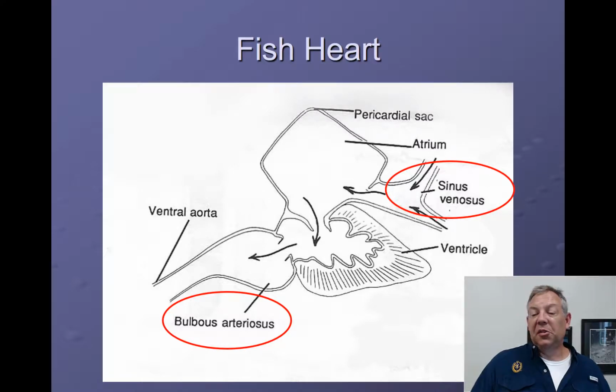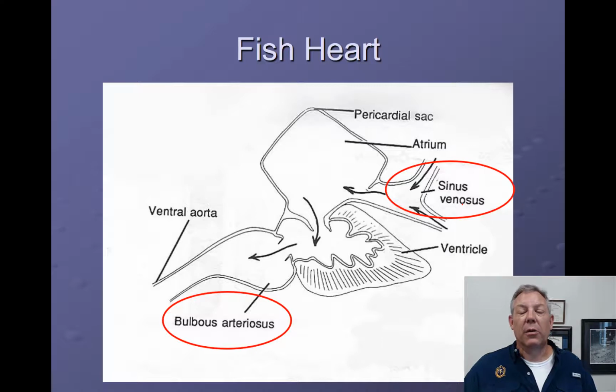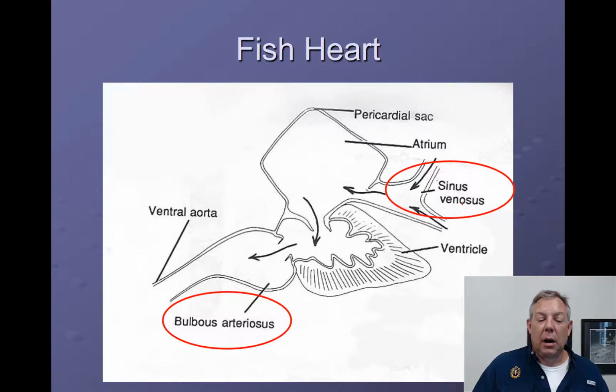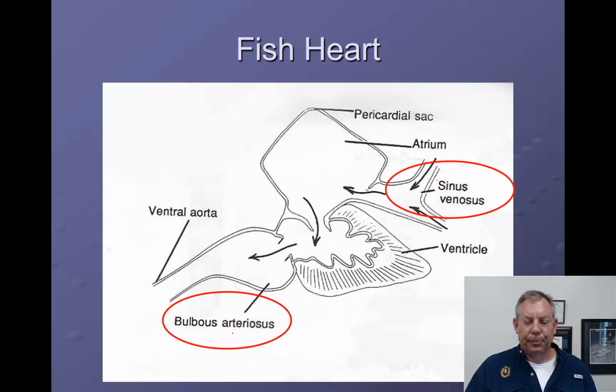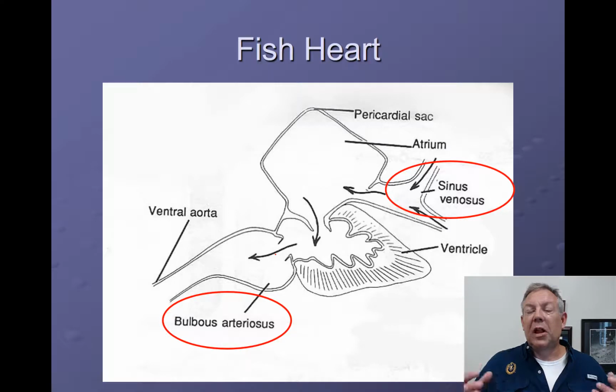In sinus venosus, you see vein in there, so that tells you that it's on the low pressure side of the heart. This is where the veins come in. In bulbus arteriosus, you get artery in the word, and arteries carry blood away from the heart. These just help collect the blood for the heart, and specifically the bulbus arteriosus, one of its functions is to help maintain blood pressure. So we said blood pressure is low in fish because they have a single loop system.